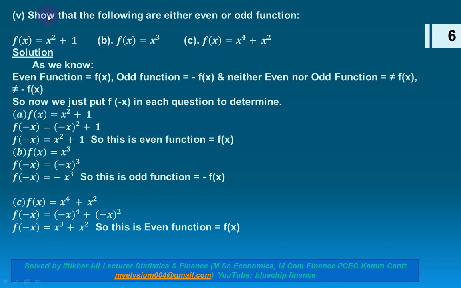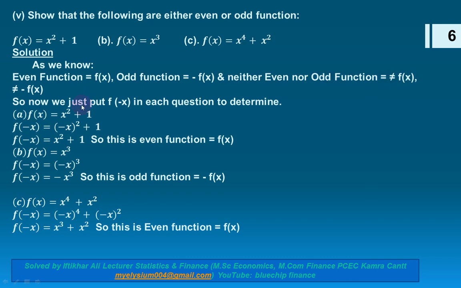Question number 5, show that the following are either even or odd function. A, function of x equals to x square plus 1. B, function of x equals to x cube. And in case of C, function of x equals to x raised to power 4 plus x square. In an even function, f of minus x equals to f of x, and in an odd function it is equal to minus f of x, and neither even nor odd is not equal to f of x.